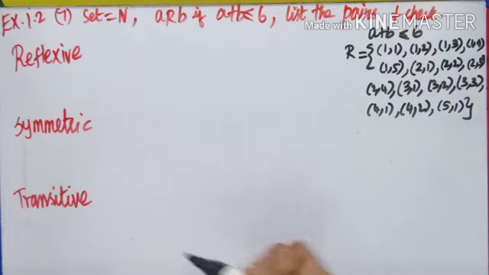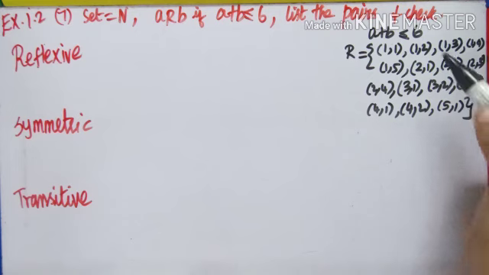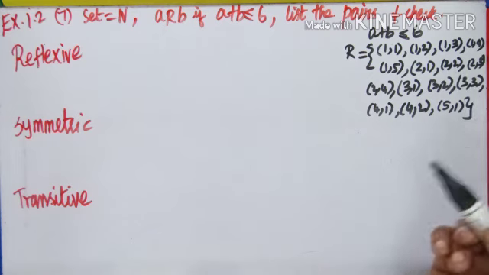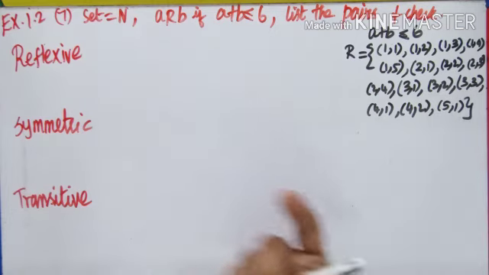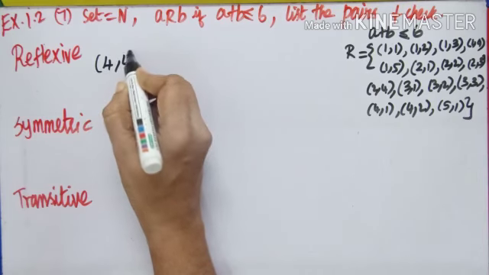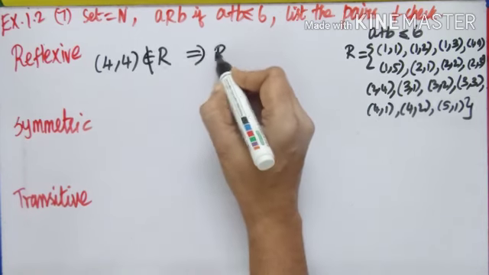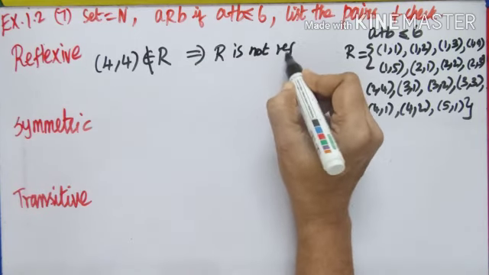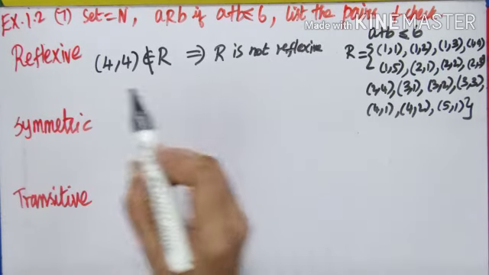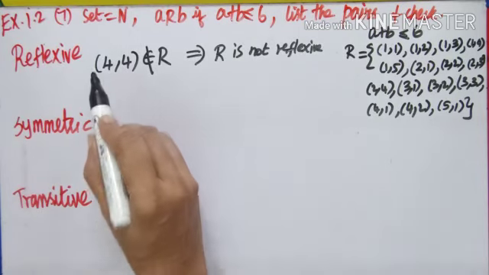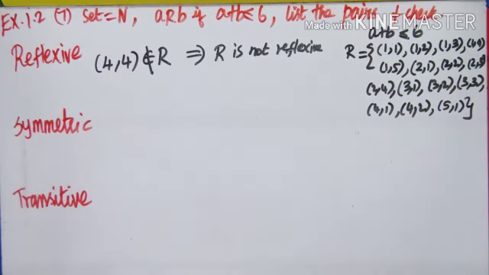Now check whether it is reflexive. See, 1, 1 is there. Check whether 2, 2 is there, because 2, 3, 4 and all are coming here. 2, 2 is there. 3, 3 is there. 4, 4 is not there. So even if I find one answer, 4, 4 does not belong to R. Implies R is not reflexive. Whenever I want to say it is not, I am expected to give one example. So 4, 4 is not in R. I can immediately say it is not reflexive.